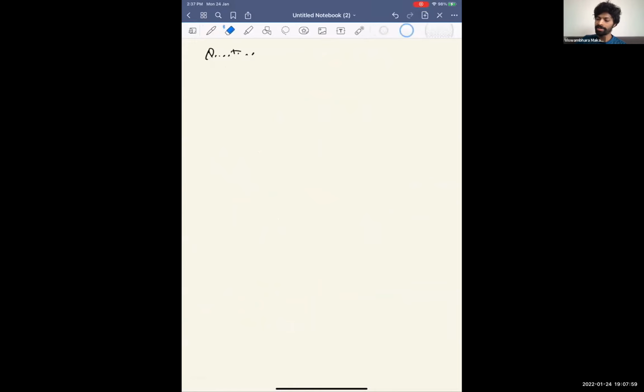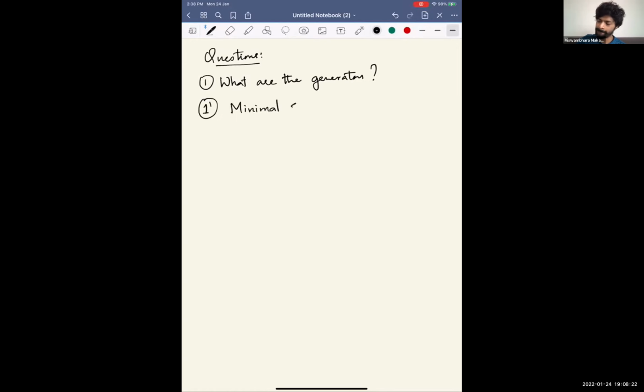And the questions that people sort of asked about invariant rings are, what are the generators? And then the second question you would ask is, can you give me, well, maybe I put it as 1 prime, can you give me a minimal set of generators? And then the second question would be, can you tell me what the relations among the generators are?